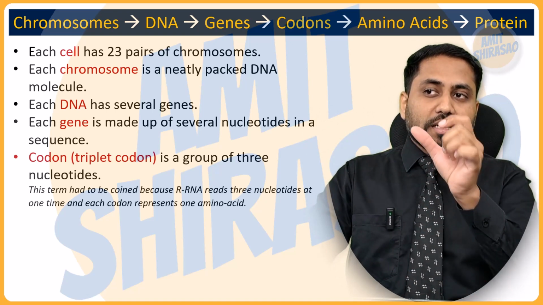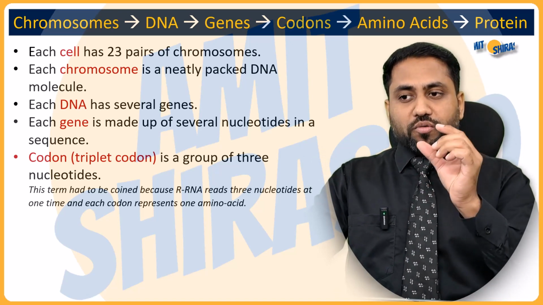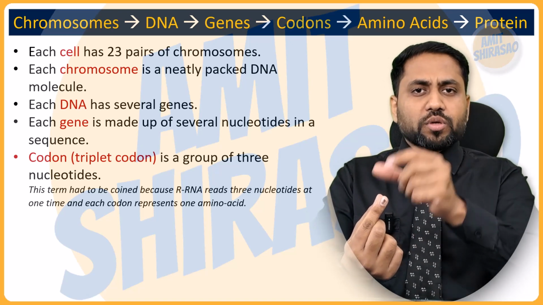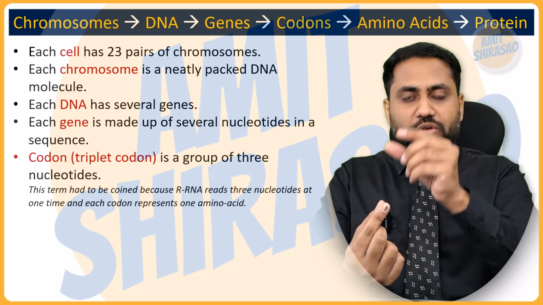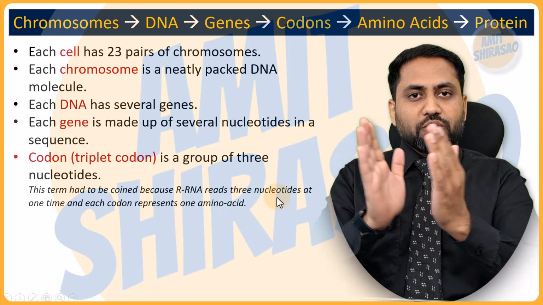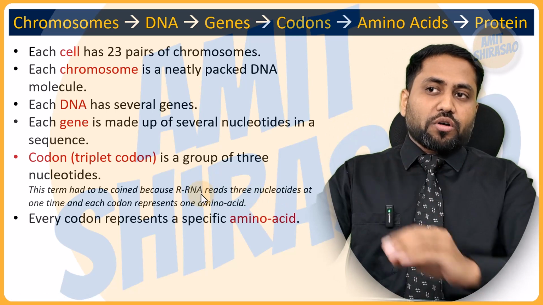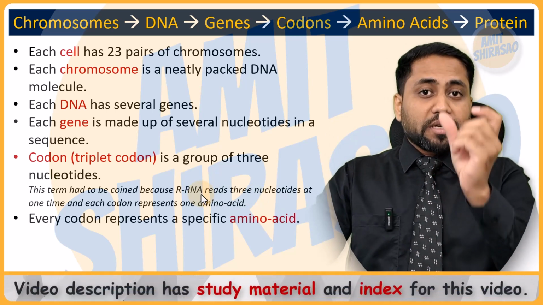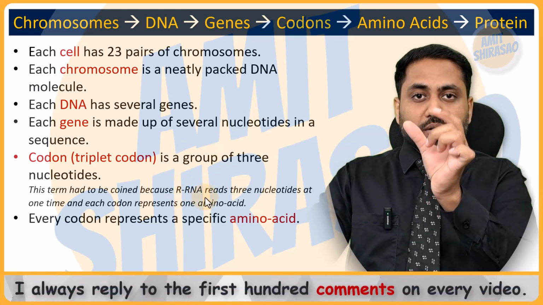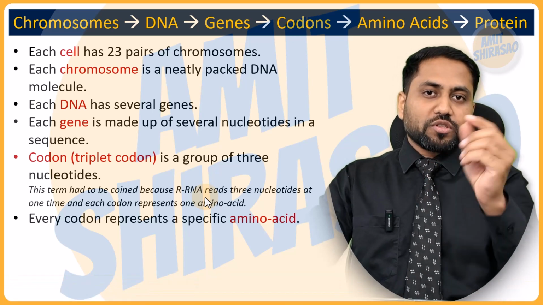A codon, also called a triplet codon, is a group of 3 nucleotides. So 3 consecutive nucleotides are called a codon. Why only 3? Why not 2? Why not 4? Because our RNA reads nucleotides in combinations of 3. It reads 3 nucleotides at a time. Every codon represents a specific amino acid, and that is why our RNA reads one codon at a time, so that it can decipher which amino acid to use for protein synthesis.